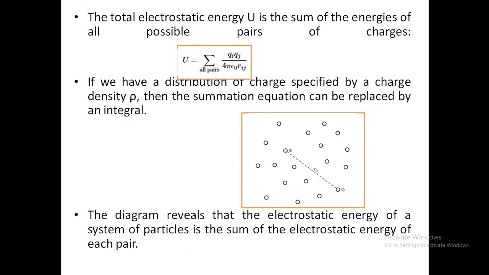The total electrostatic energy U is the sum of energies of all possible such pairs of charges, and it is represented as U, which is equal to the summation over all pairs of charges Qi Qj divided by 4 pi epsilon naught Rij. If we have a distribution of charge specified by a charge density ρ, then the summation equation can also be replaced by an integration. The diagram given here reveals that the electrostatic energy of a system of particles is the sum of the electrostatic energy of each pair.